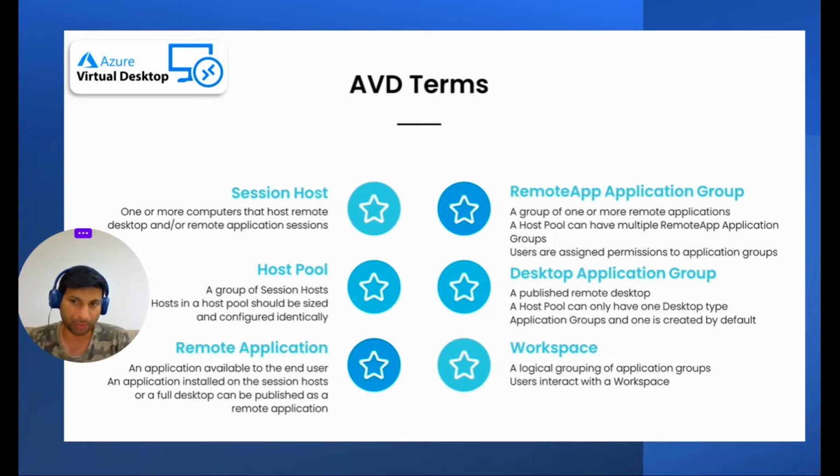Moving on to the desktop application group, this is a full desktop experience. A host pool can have only one desktop application group. One is created by default and can be removed if it is not needed. And just like remote app, users are assigned permission to the desktop application group.